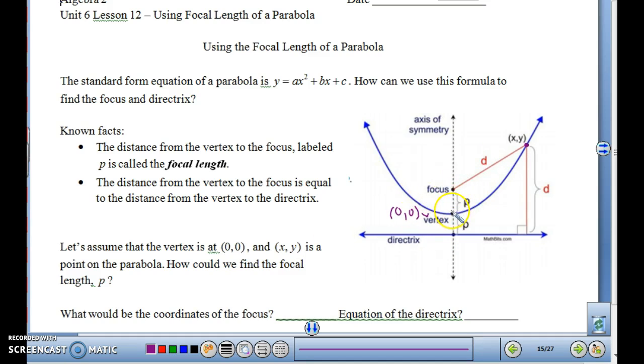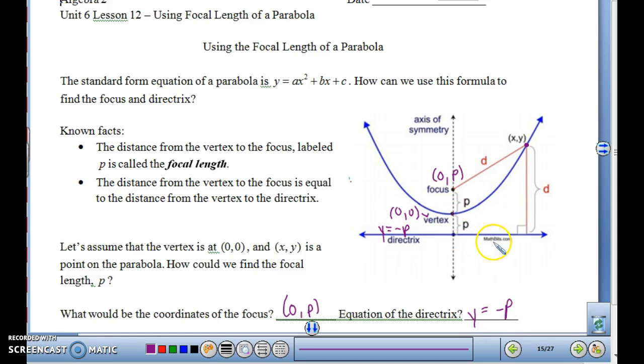Well, if this is point 0, 0, and this distance is p, this is increasing by p, but it's still on x equals 0, on the axis of symmetry. So the focus will be 0, p. So the distance from here to here is p, so it'll be 0, p. The directrix would be p units away from the vertex, but it's below it. So the equation of the directrix will be y equals negative p. So the y goes down, it would be y equals negative p.